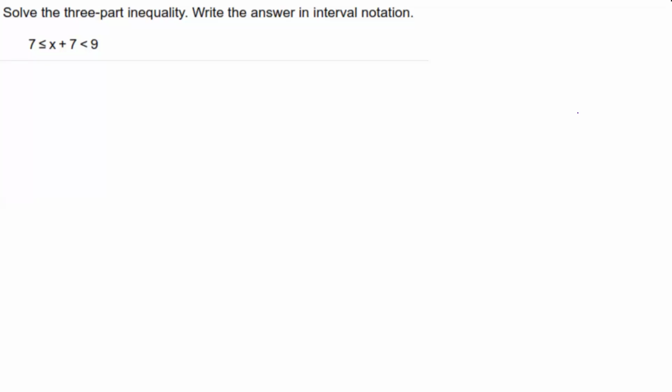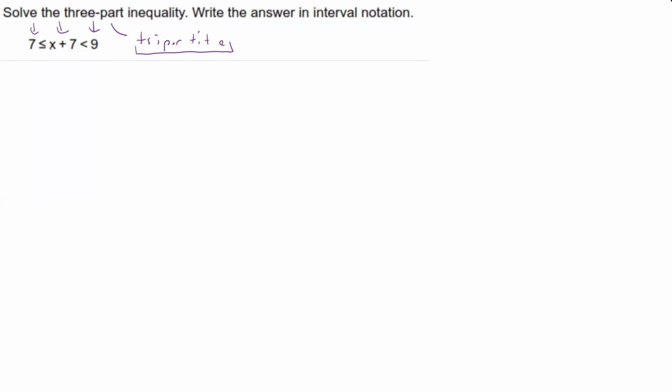All right, so this one says we're supposed to solve the three-part inequality and then write the answer in interval notation. Now, this is also called a tripartite. Most of the time you'll see it as a tripartite. This one they're just saying it's a three-part because we have one part here, one part here, and one part here, and we need to simplify it.